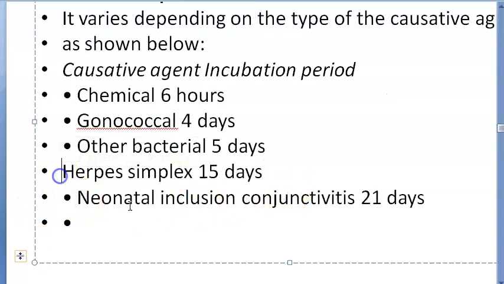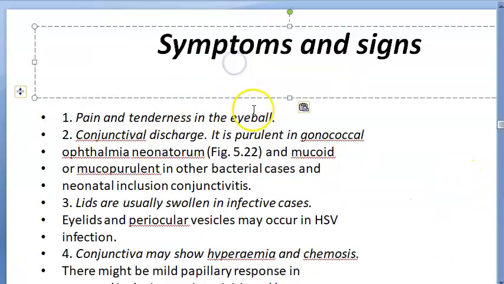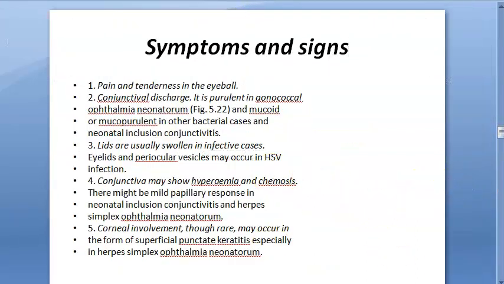Yeah. Very good. Then signs and symptoms. What will be the signs and symptoms in this baby, guys? What will happen to this baby?